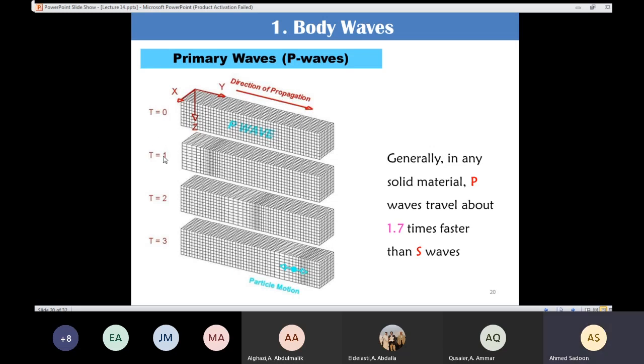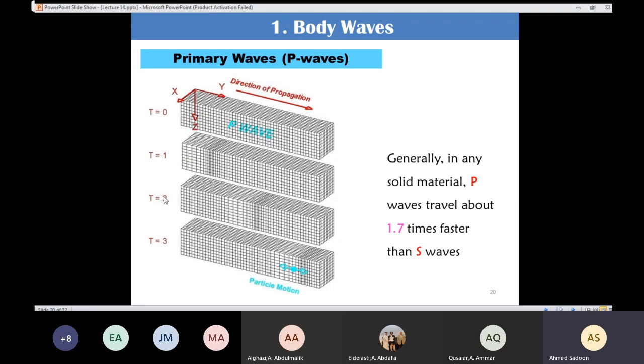When the time is equal to 1, here we are going to compress this part. As a result, this part is going to compress and that part is going to expand. So if you compare with the original body, the particle here is compressed compared with this one, and the particle here is expanded compared with that one.